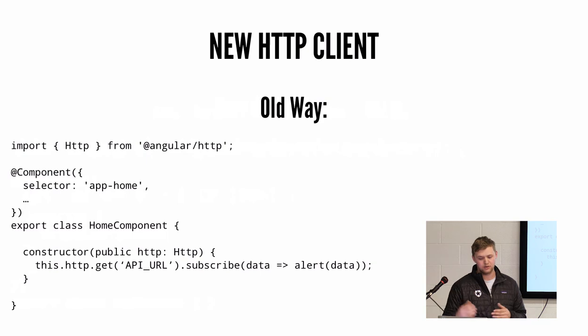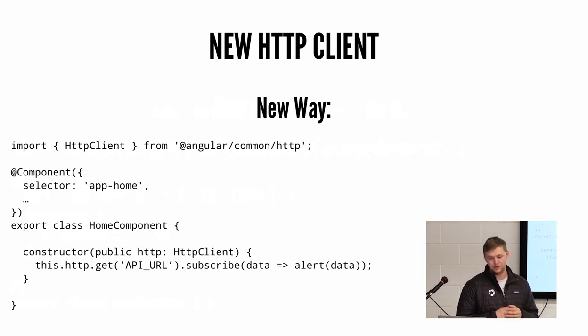Also, to use the client in your components, the change is really minuscule as well. In the old way, you would import HTTP from @angular/http and then just use it in your code. The new way, you import HTTP client, which again I think makes a lot more sense. It makes it clear what's going on and what you're importing. So again, you import HTTP client from @angular/common/http, and then you can use it. Most of the functions and methods are exactly the same, so you don't really have to change too many things around.